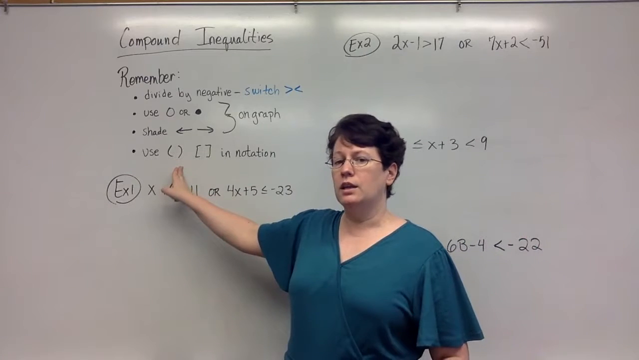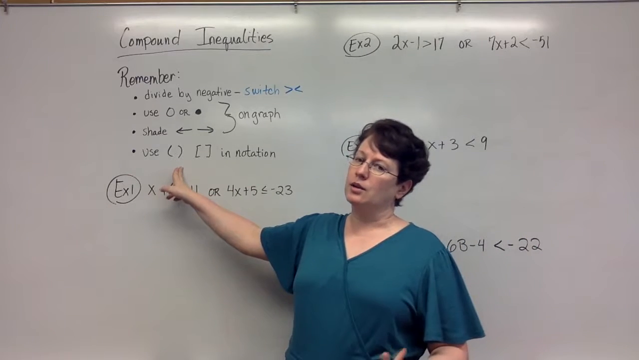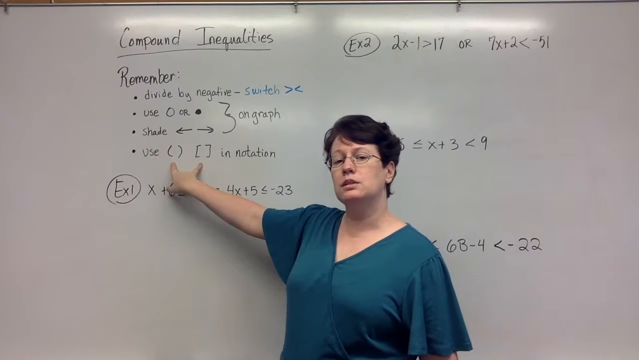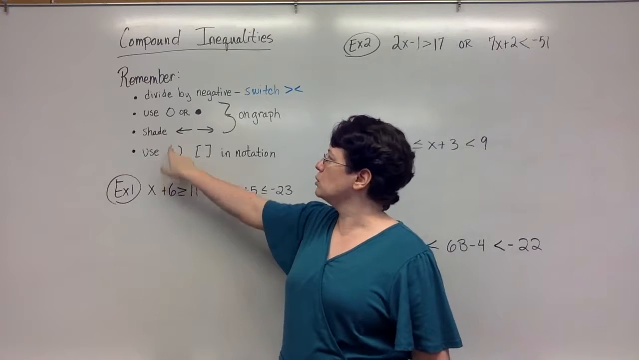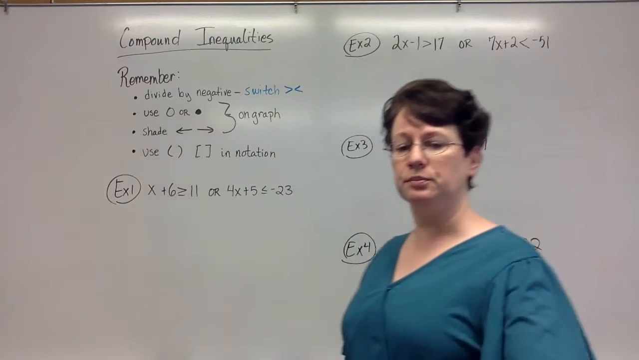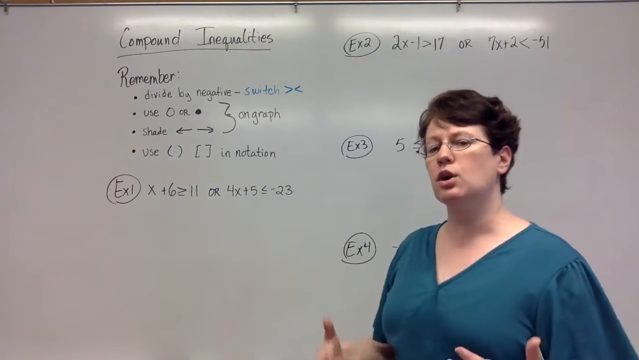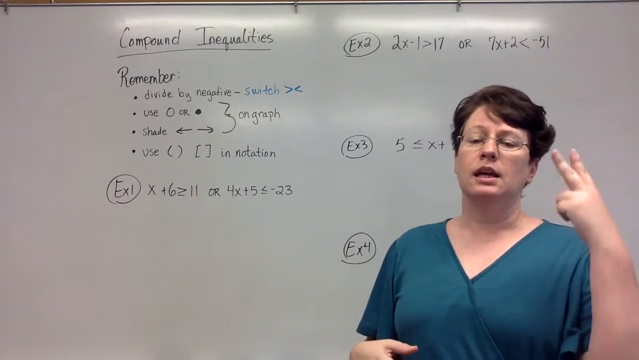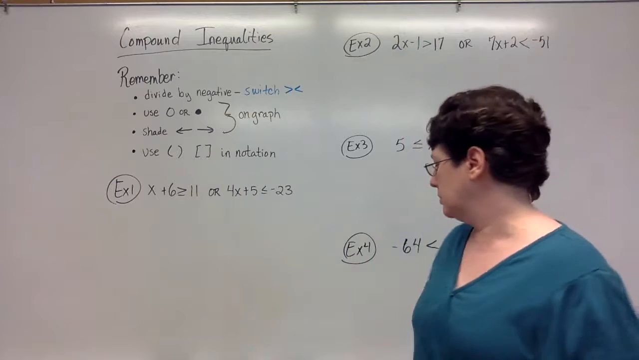Then we're going to have to write it in interval notation. I know, it's kind of crazy, but I got to tie it together somehow, right? So we have our parentheses and our brackets. Remember, we use parentheses if it's an open dot, bracket if it's a closed dot. So the reason these are called compound inequalities is because you basically have two problems inside the one problem, okay?